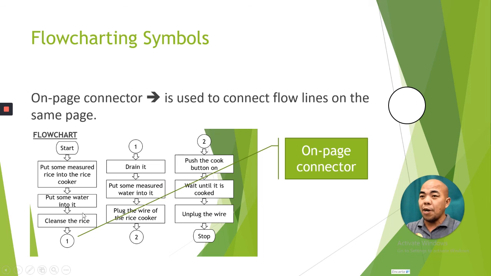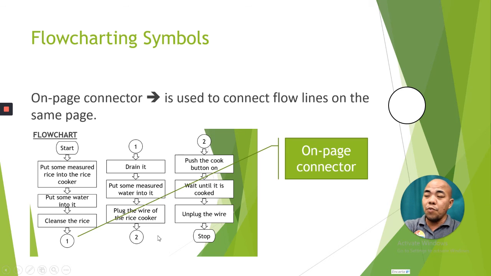This is the on-page connector labeled as 1. Then another on-page connector labeled as 1 also. Meaning to say they are connected with each other. Another on-page connector here is labeled as 2. Then another on-page connector labeled as 2 here. Meaning to say again they are connected with each other. They can never connect 2 and 1. No. Okay, that is the on-page connector.